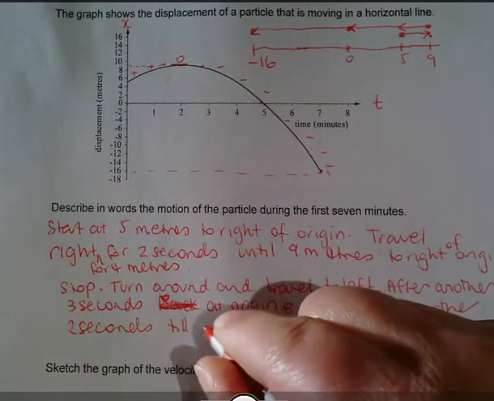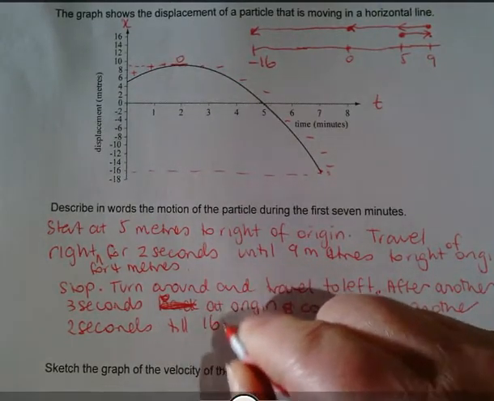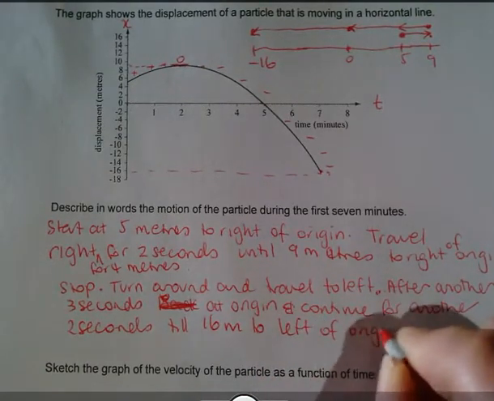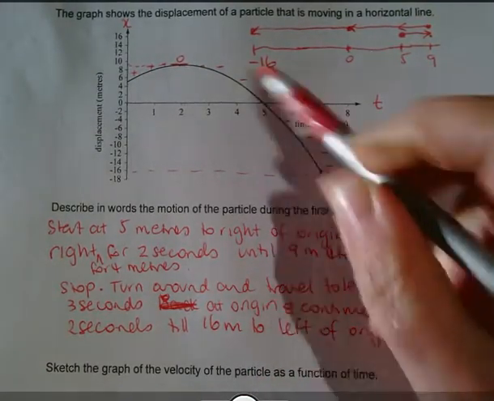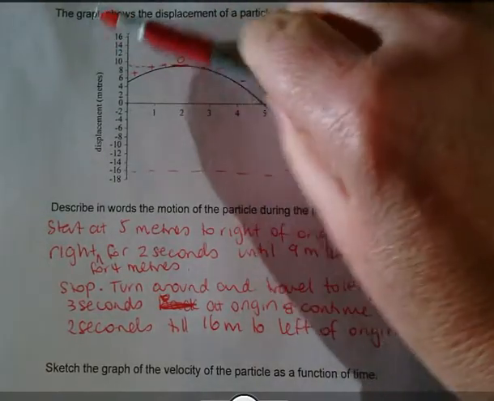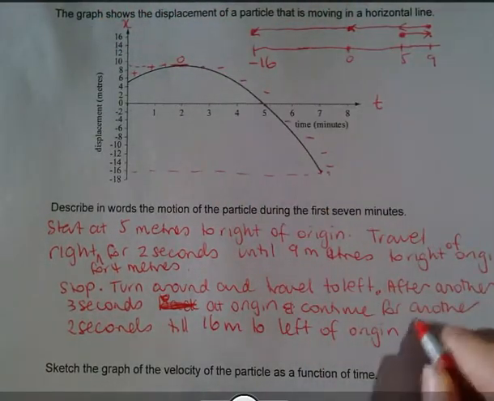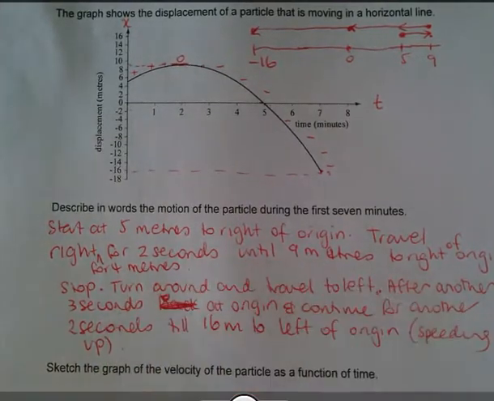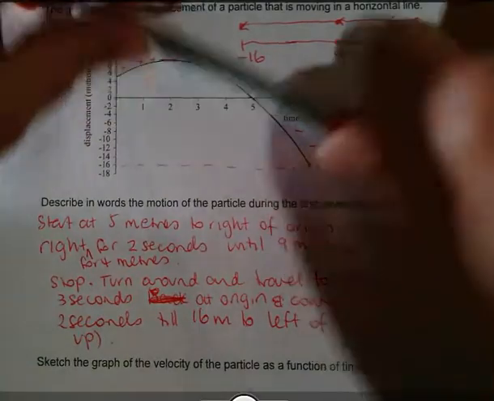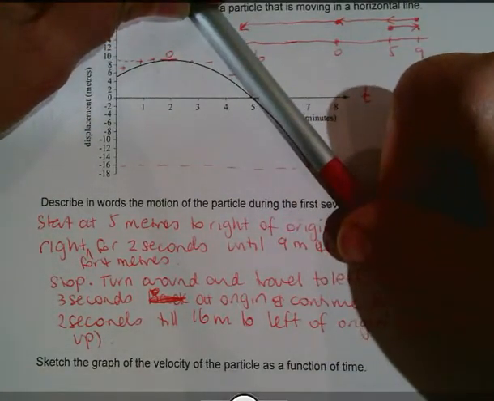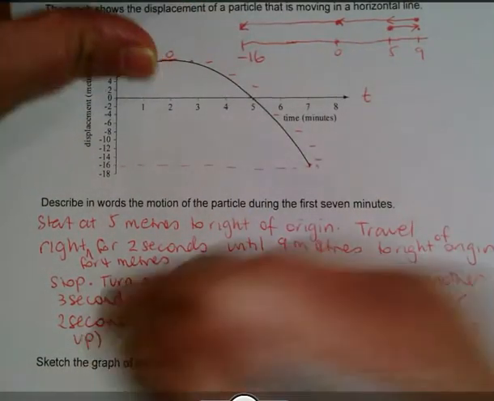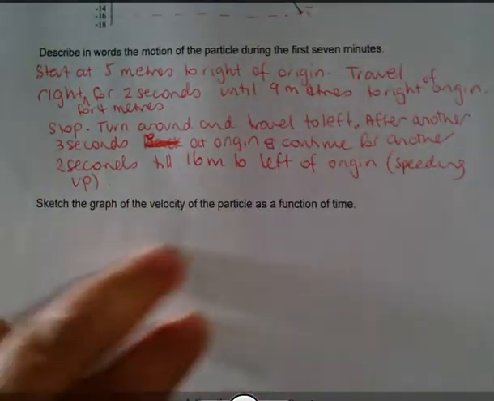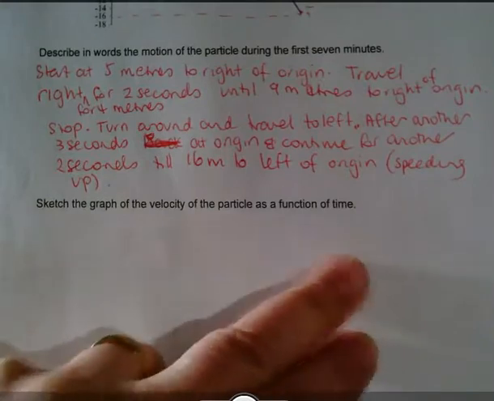for another 2 seconds until you are 16 meters to the left of the origin. And it appears that you are speeding up, traveling to the left. So you can see that you're speeding up, because you're actually traveling a longer distance in a shorter time, and also the gradient of the curve is getting steeper. Okay?